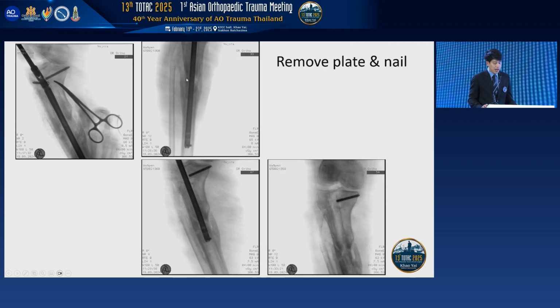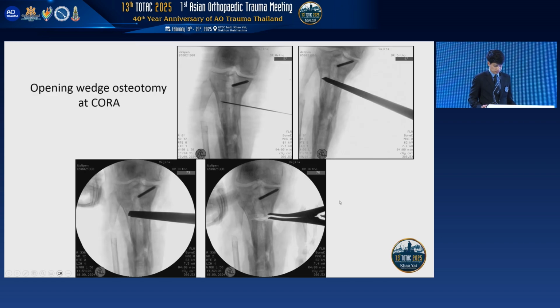So we have to open on the lateral side and remove the plate and remove the nail, and then I remove some fibrotic tissue at the fracture site through the lateral incision, and still some broken screw that I cannot remove from the nail. And then I just do the opening osteotomy.